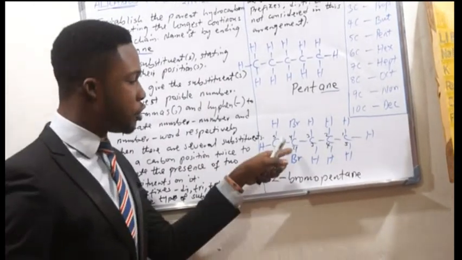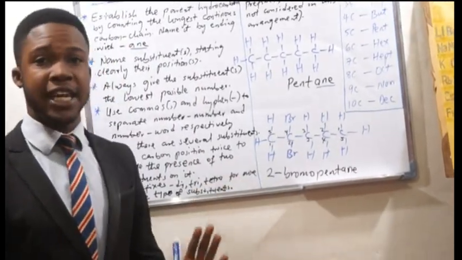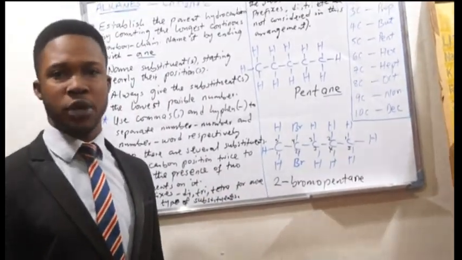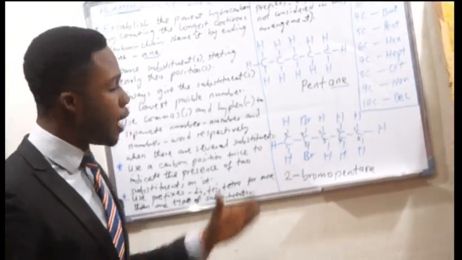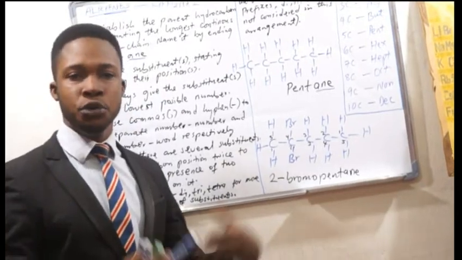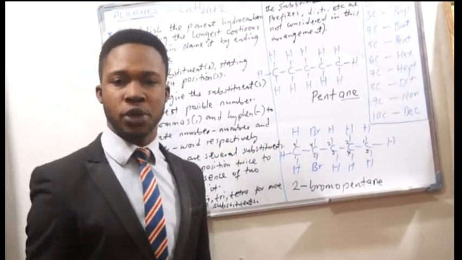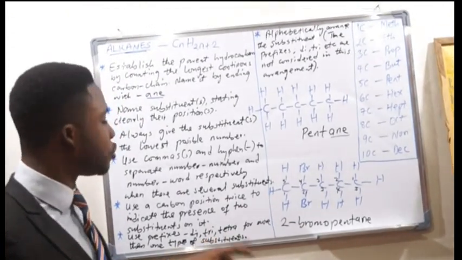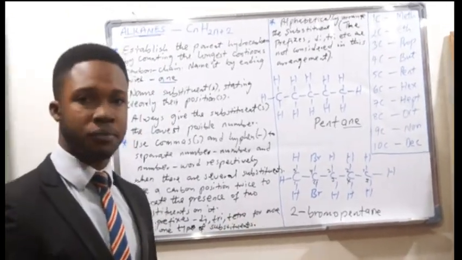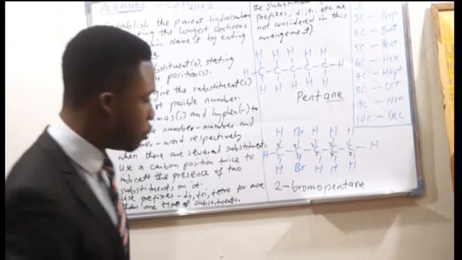We will use this position twice to indicate that there are 2 of such substituents on it. And a prefix will appear. We use di when there are 2 of such substituents. We use tri for 3 substituents. We use tetra when there are 4 of such. So the name of this compound will change, of course.